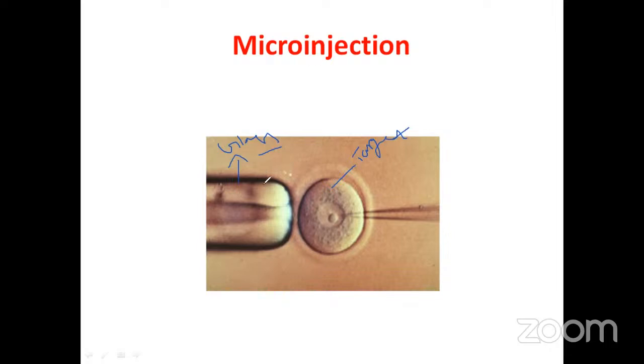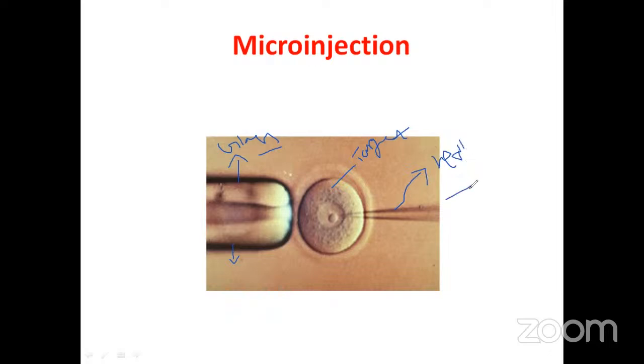This is called a micromanipulator. One micromanipulator holds the pipette, the glass micropipette injection pipette, and another holds the micropipette needle. This is the needle.